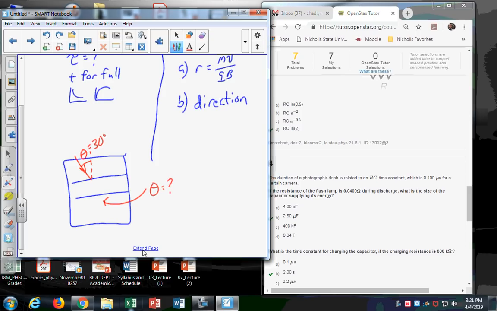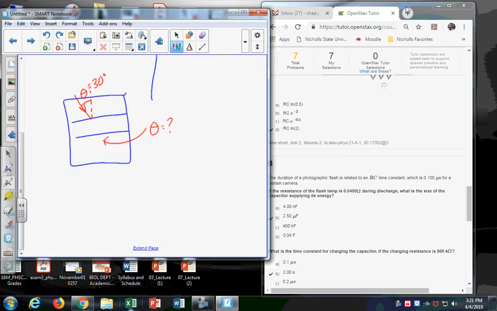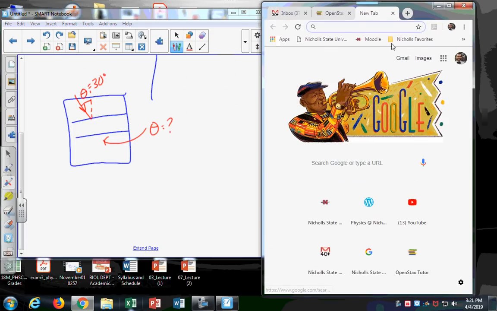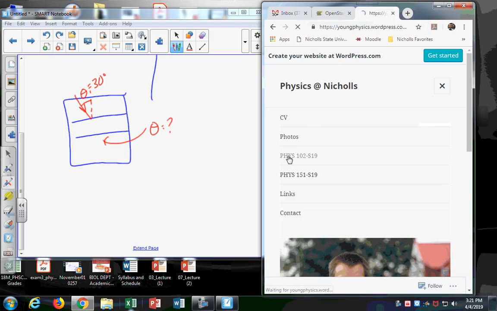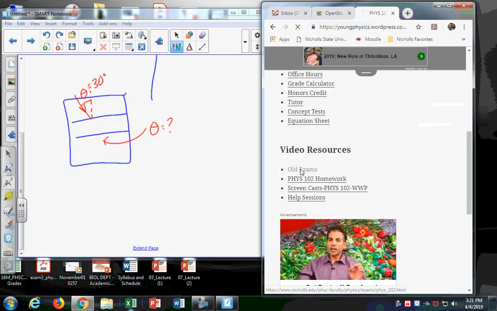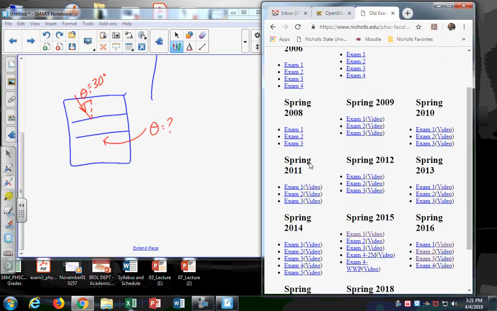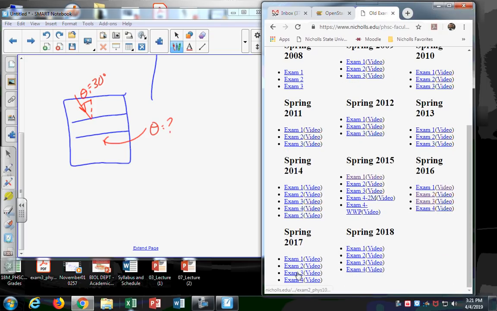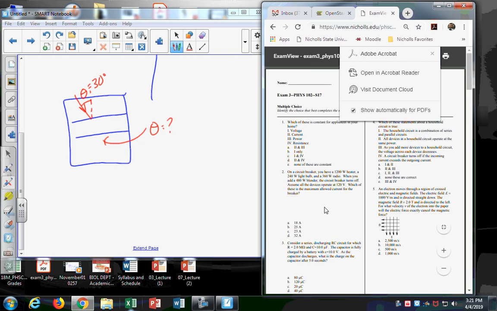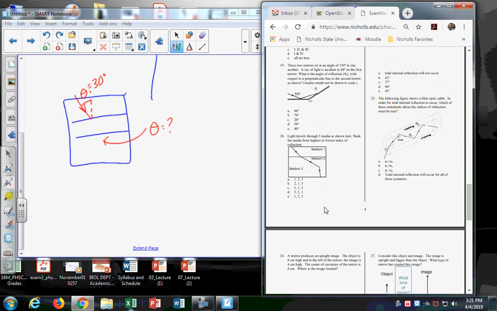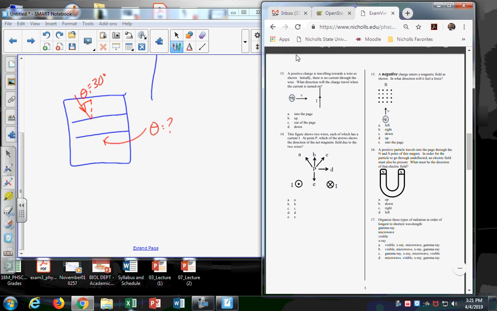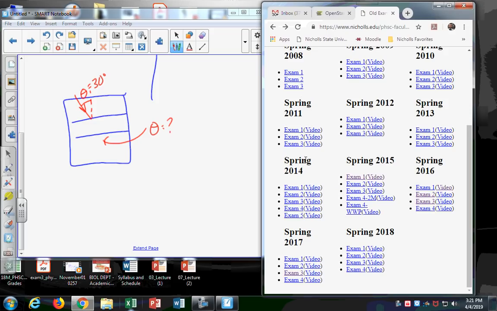Okay. Yeah. So solenoids. I'm going to pull up the old test. Hey, look, it's me. There's a solenoid in this one. Is this 17?